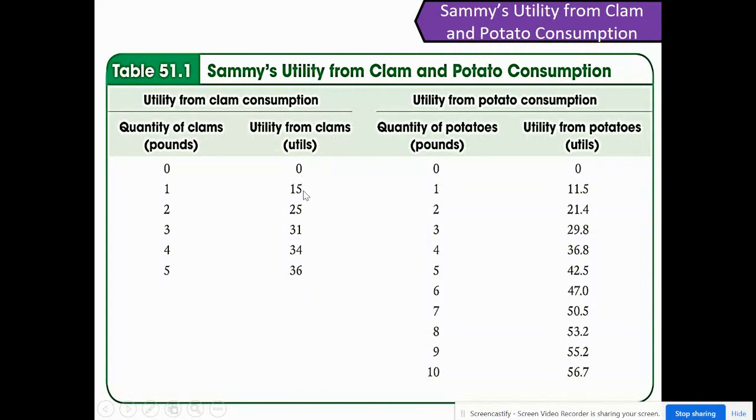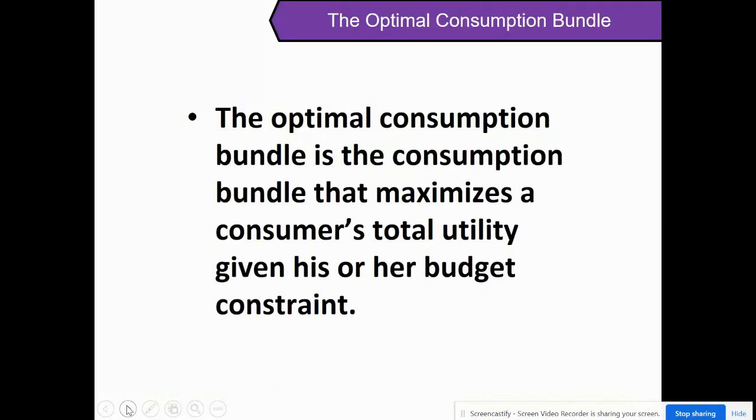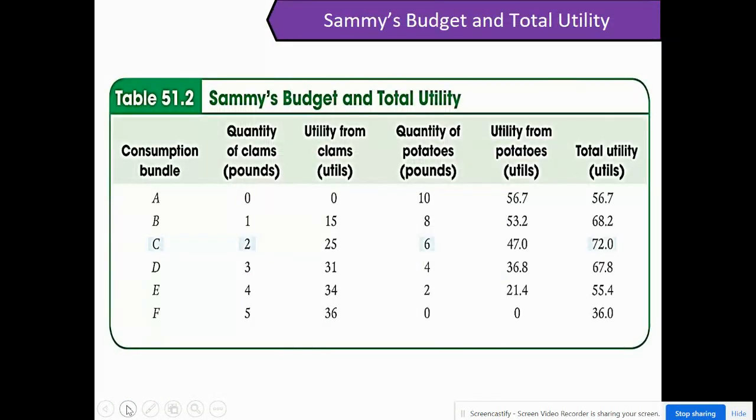So clams, we can see her first clam, she gets 15. After having two, she has 25 utilities, 3, 31, 4, 34, and 5, 35. We can see that her marginal utility is getting smaller. The same here with potatoes. So what combination of clams and potatoes will she get, given her budget constraint, that will give her the maximum satisfaction? We're giving her a limited amount that she can buy.